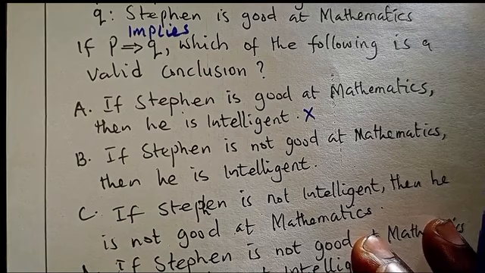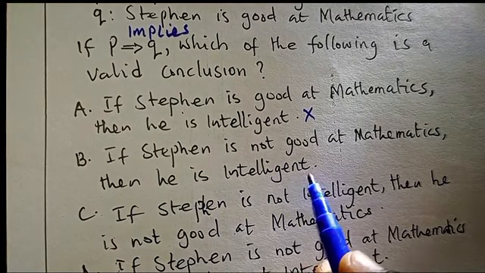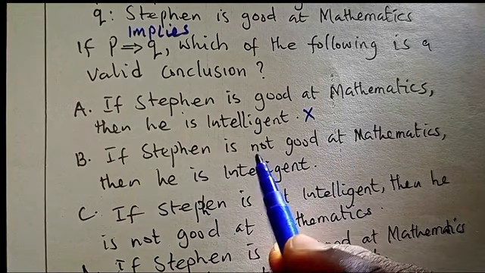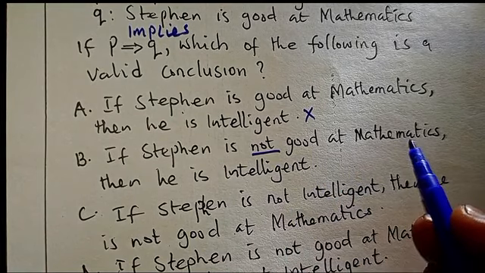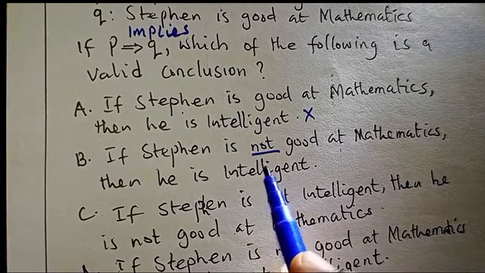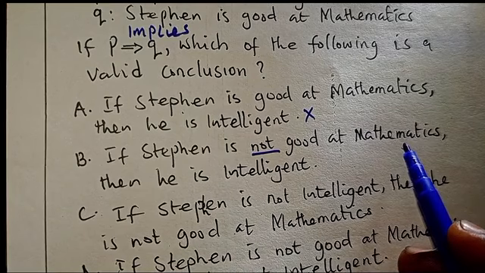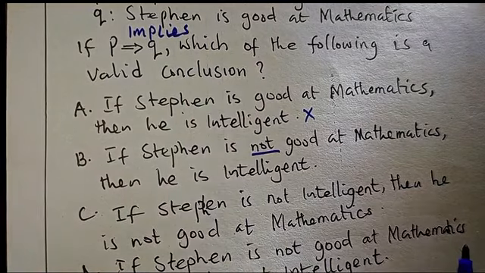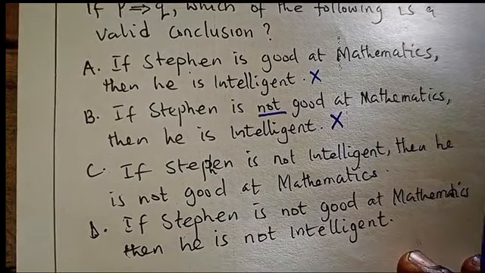So now let's look at B. If Stephen is not good at mathematics, then he is intelligent. If you look at this one here, they use negation. When you see not, that means negation. Is not good at mathematics, then he is intelligent. So we cannot relate this to this. They also take mathematics first here, good at mathematics, and then intelligent. So it has to be stated the way we have it up there. So this one is also not the solution.